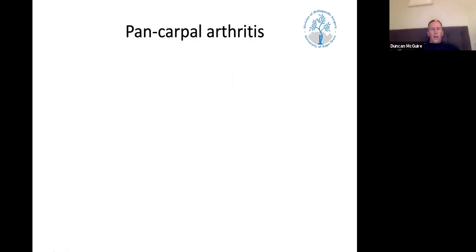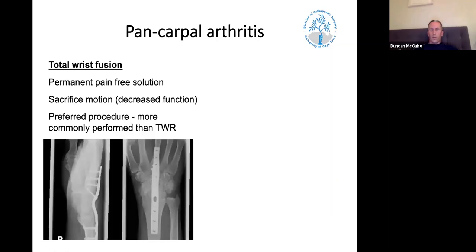Okay, once you get to pan-carpal arthritis, the whole of the radiocarpal and the midcarpal joint are involved. So there's no motion preserving procedure that's an option there. So here you either look at total wrist fusion or total wrist replacement. The wrist fusion gives you a permanent pain-free solution. It does sacrifice all the motion in the wrist though, so it does decrease the function, but it's definitely the preferred procedure worldwide and is much more commonly preferred than a total wrist replacement.